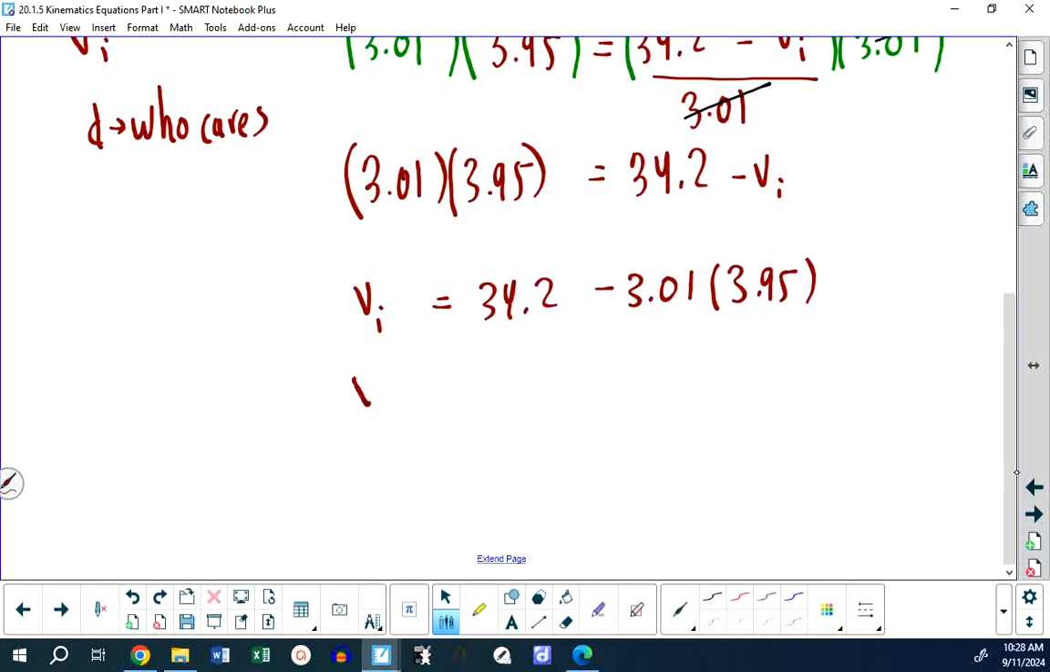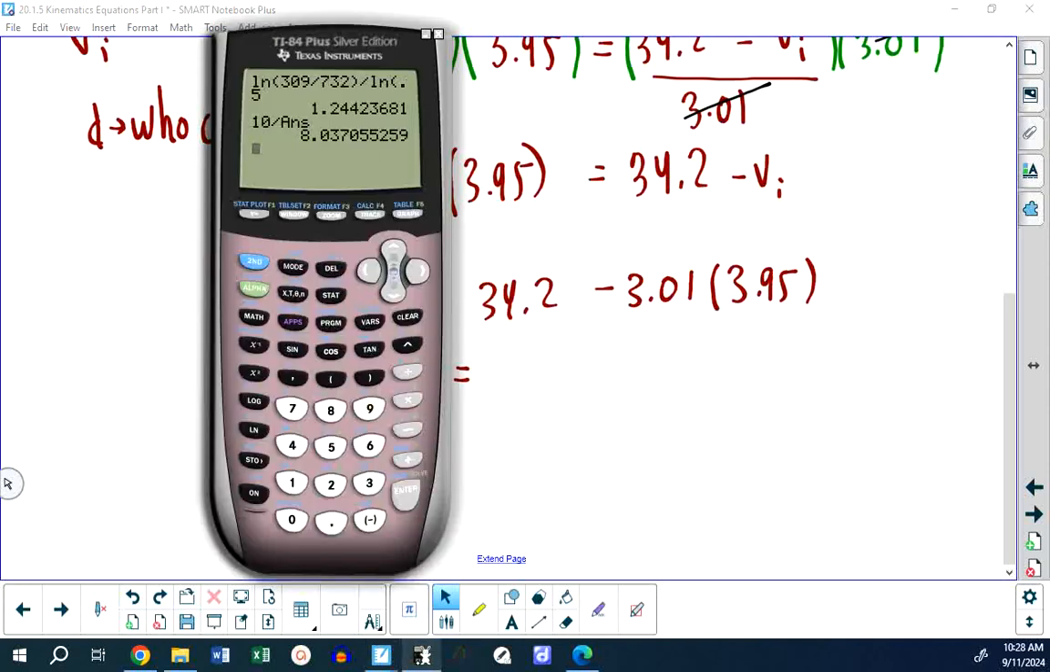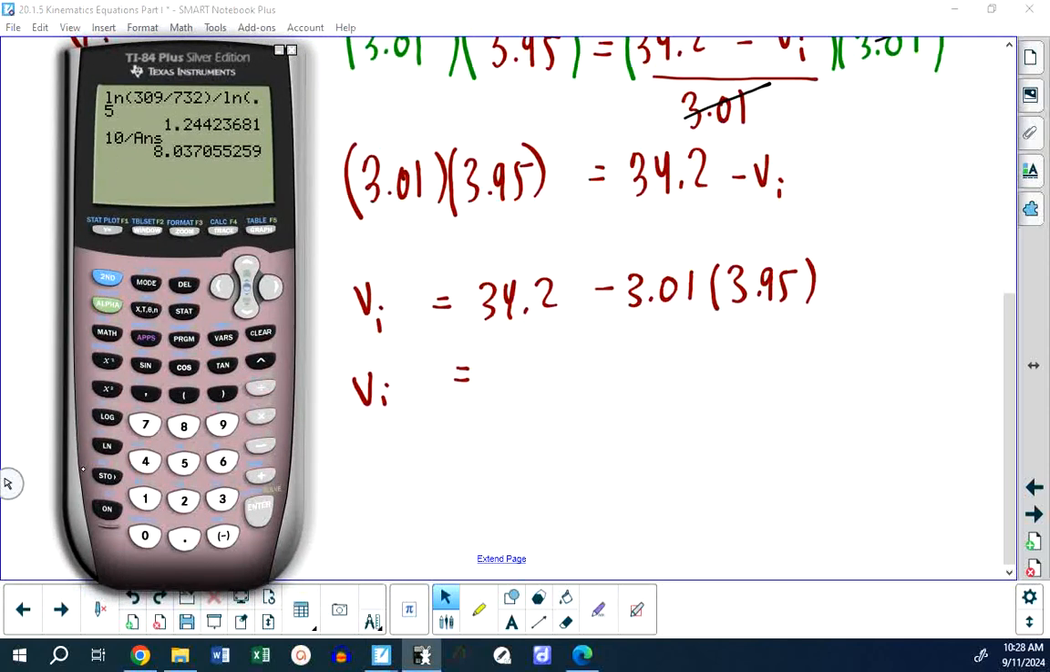And now I can calculate my answer. And I know what happens in this lesson. This is one where if it bleeds into tomorrow's lesson, that's fine. I expect that to happen. This is the foundation of so much in this course in Physics 30. So I'm not going fast here. Let's take 34.2 and subtract 3.01 multiplied by 3.95.